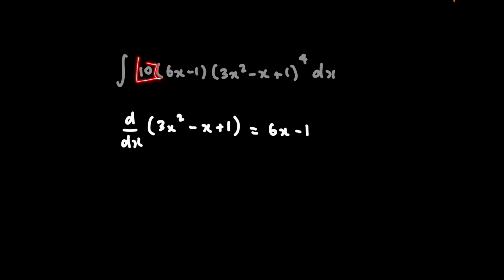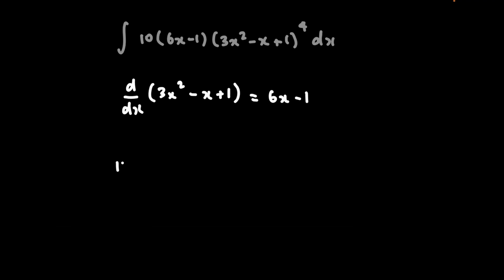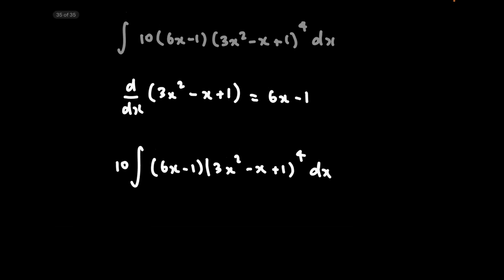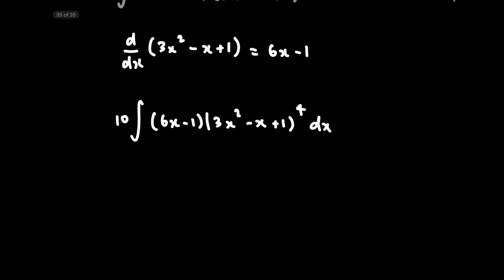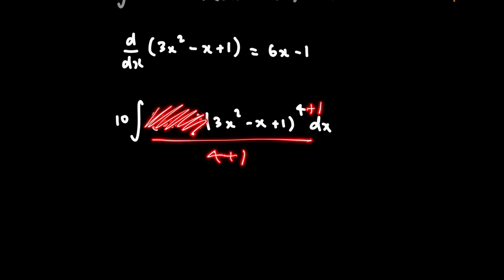Of course, we have this 10, which is kind of annoying, but we can easily just bring that out of the integral because it is a scalar multiple. So we can say this is the same thing as 10 times the integral of 6x take 1 times by 3x squared take x plus 1 to the power of 4. And what you can recognize is this term here has its derivative right next to it. So in the process of integrating, it goes away. So we can just do plus 1 divided by the new power. And that is our integral.